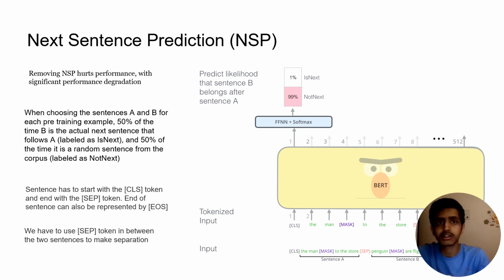The BERT paper claimed that removing NSP hurts performance with significant performance degradation. However, the RoBERTa paper contradicted this statement and suggested that removing NSP does not lead to significant performance issues, while in some cases it even led to improvement on the downstream task.